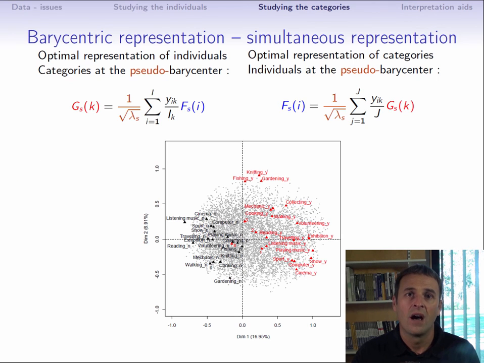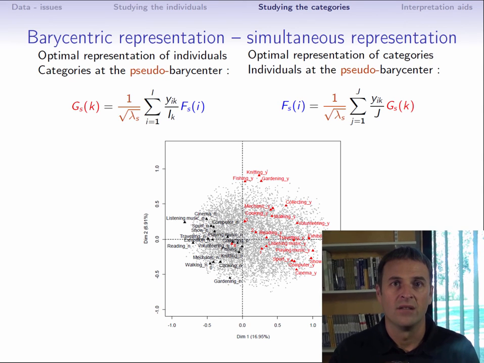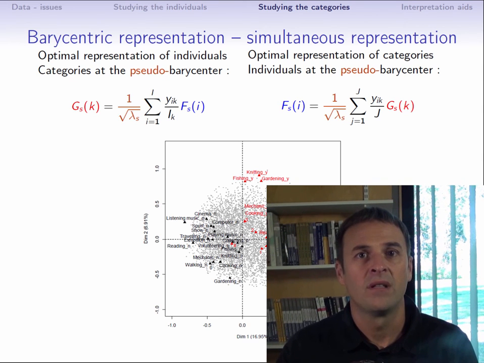So we have now seen how to build the point cloud of individuals and categories. In the next video, we'll have a look at some interpretation aids and consider ways to use supplementary information like the supplementary variables we saw earlier when doing MCA.